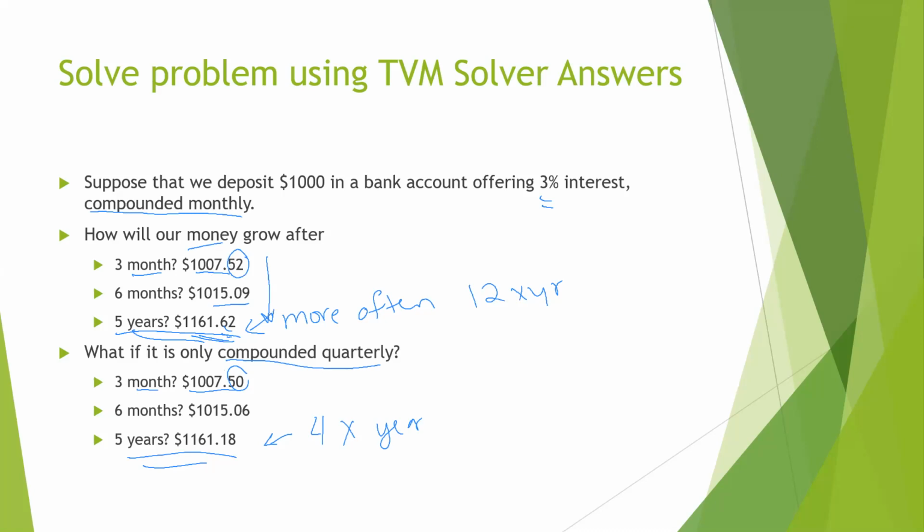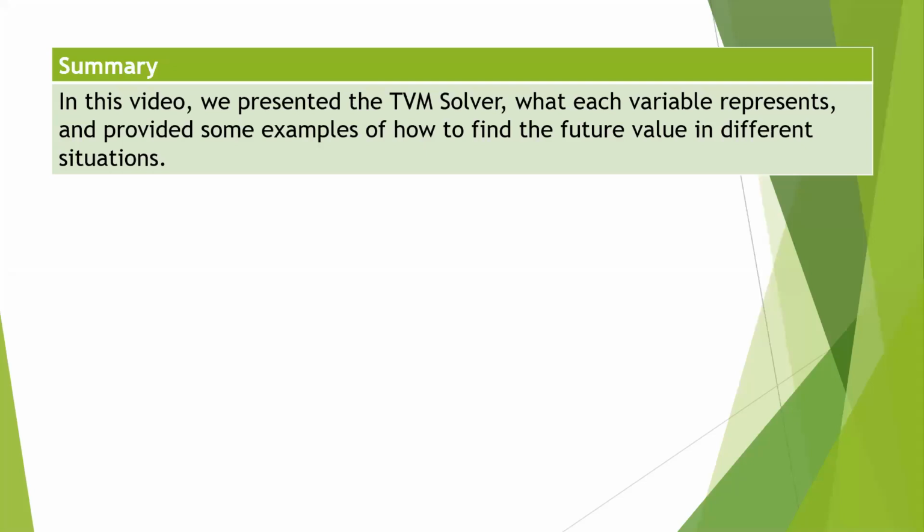Okay, so let's continue. So in summary, we talked about the time value of money solver, what each of the variables meant, the FV, the PV, the PMT, the CY, the PY, and gave you an example of how to use it in a couple different situations.